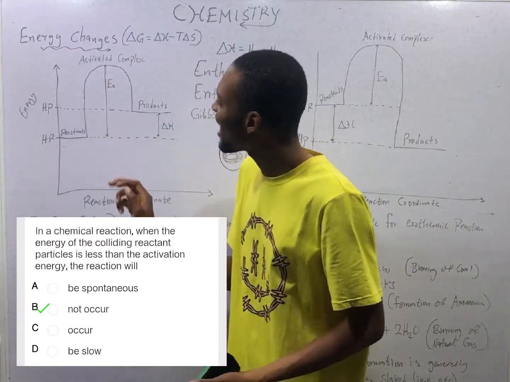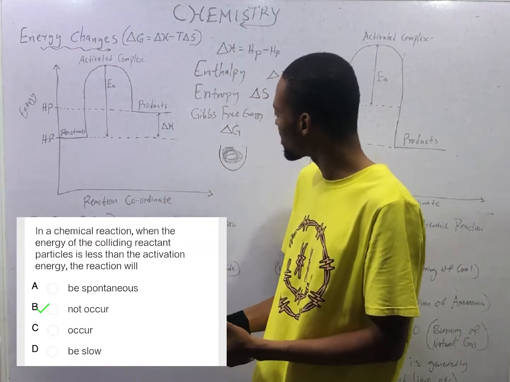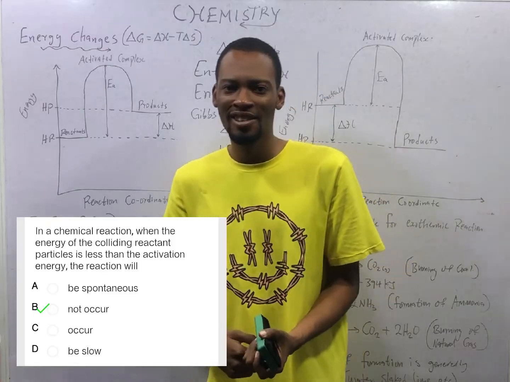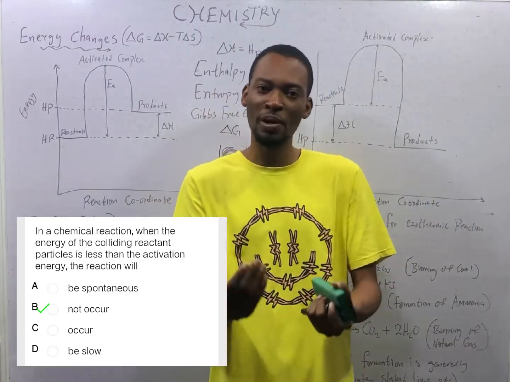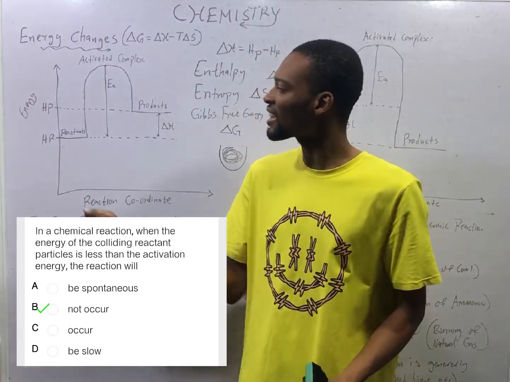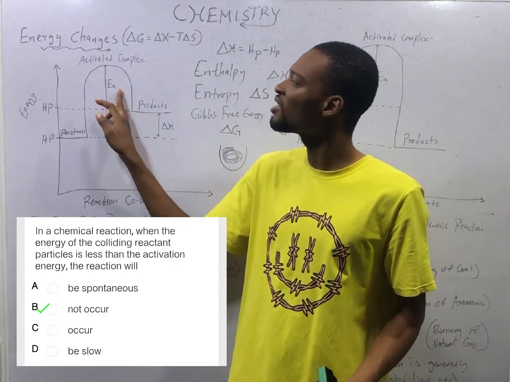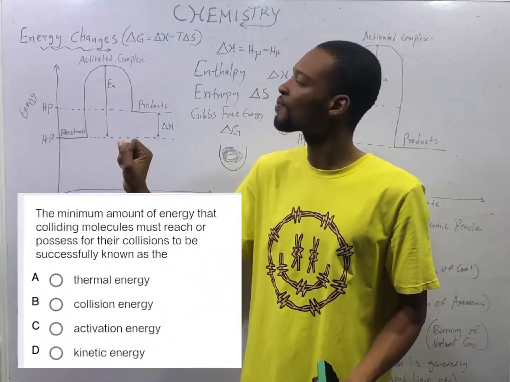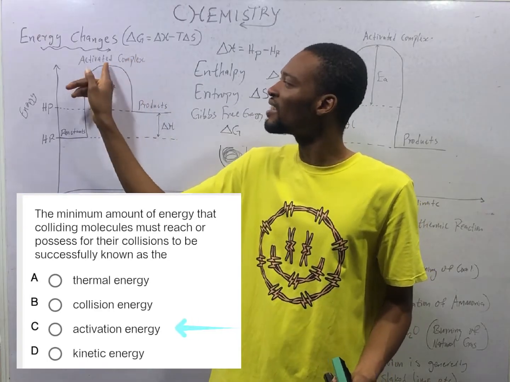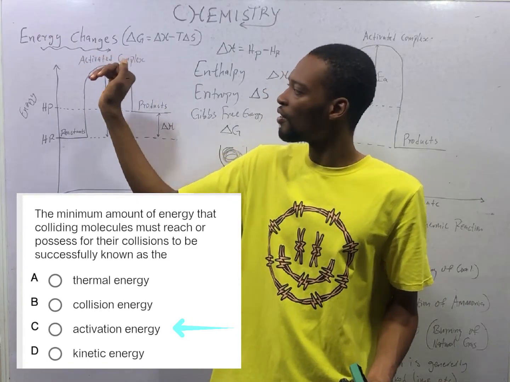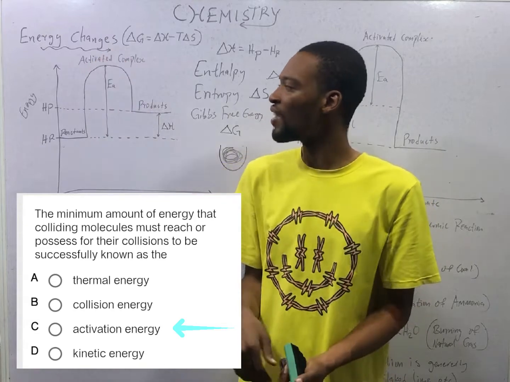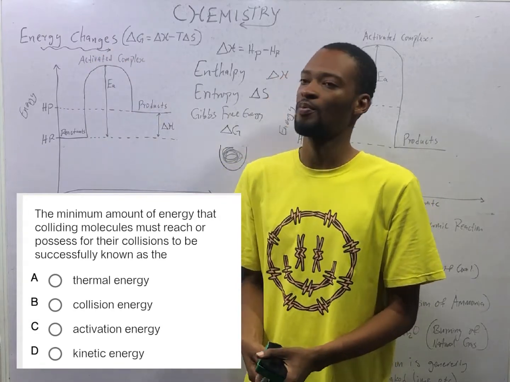Here to here is the activation energy. Activation energy is the minimum barrier, or minimum energy, reactants must possess for product to be formed, and it is represented as the EA. And the activated complex is the peak of the activation energy.